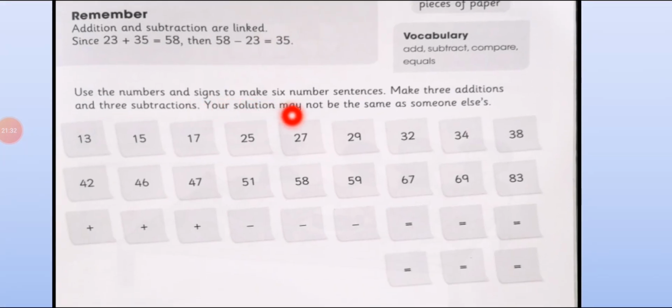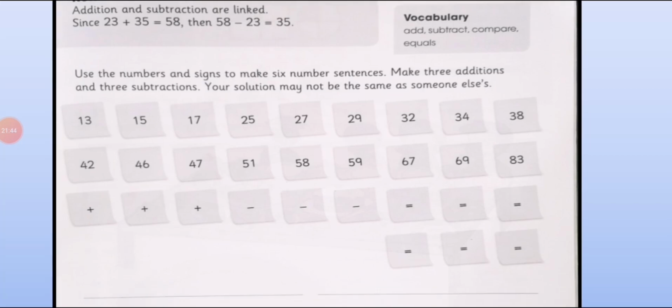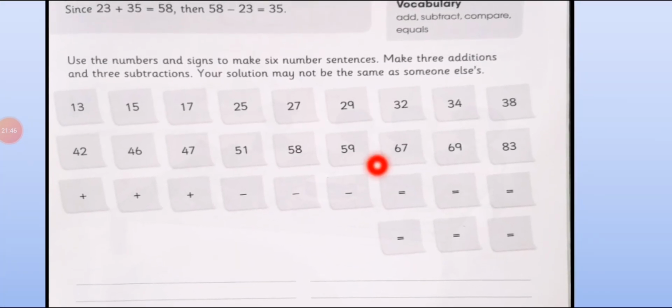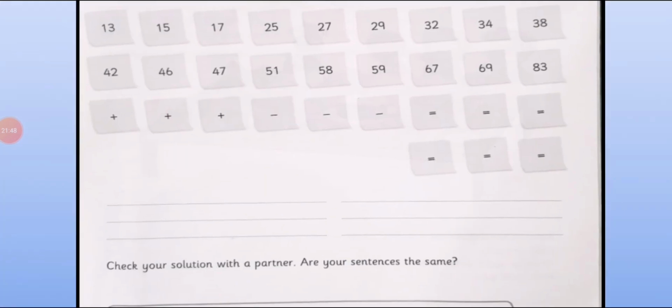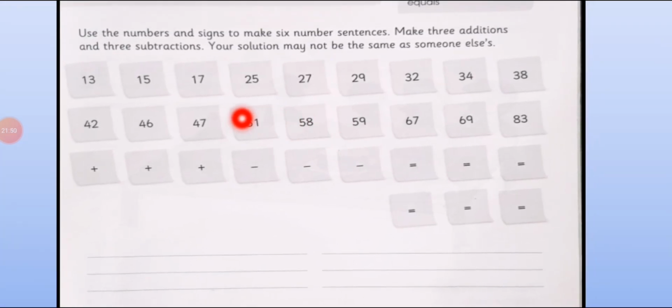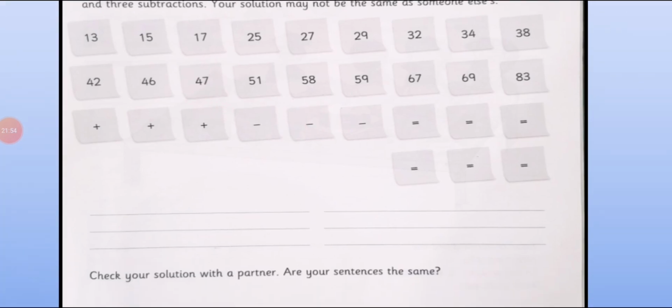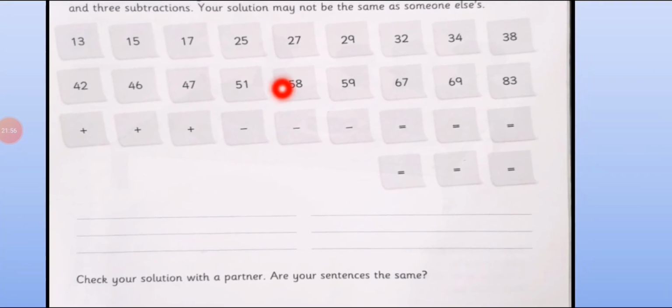Use the numbers and signs to make 6 number sentences, make 3 additions and 3 subtractions. Your solution may not be the same as someone else's answer. So I will make my number sentences here. This is your choice, you can make your own. But I will make 3 additions and 3 subtractions as it was written in the question. So we'll choose the numbers from this number list.